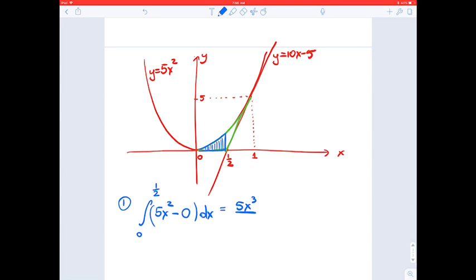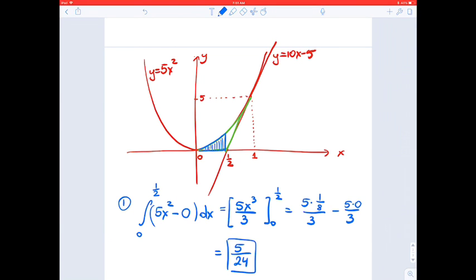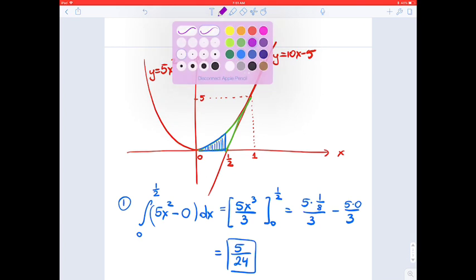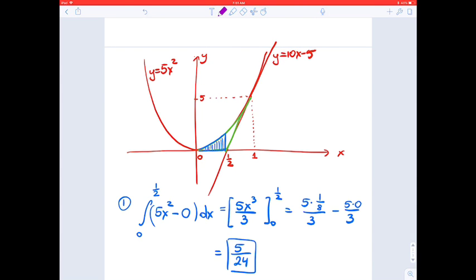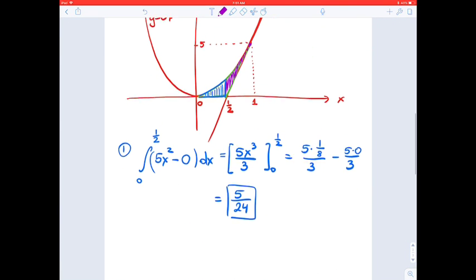Okay, and I can compute this. The integral of 5x squared is 5x cubed over 3. Of course, we're ignoring the 0, and we have to evaluate from 0 to 1/2. Substituting 1/2, we will have 1/2 to the power of 3 is 1/8. And substituting 0, of course, we have 0. That means this integral is 5 over 8 times 3, which is 5 over 24.